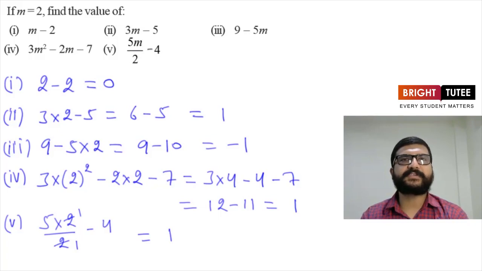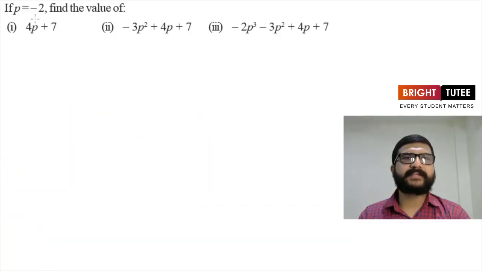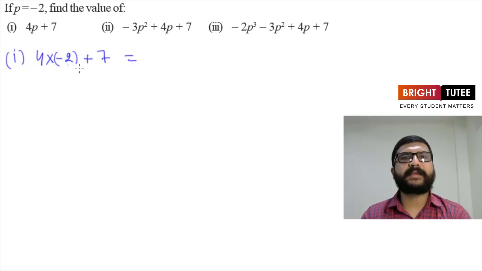Now let's move to the next question. Now the next question is, if p is equal to minus 2, find the value of these expressions. The first expression is 4p plus 7. So what we will do, we will put p equal to minus 2 here. So we will get 4 into minus 2 plus 7. Now 4 into minus 2, it is minus 8 and then we have plus 7. Now minus 8 plus 7, this will be minus 1.